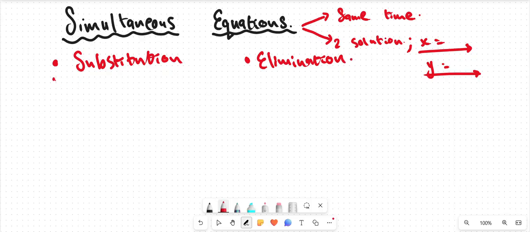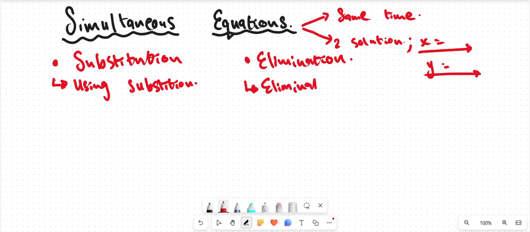And as the word suggests, this one is when you are using substitution to solve these equations. And this one is when you are eliminating a variable, and so you are left with the other variable and you can solve that variable. So these are the 2 methods. Again, they're just 2 different methods of solving the same types of equations. And so yeah, you do need to know how to do both, and you just ultimately choose which one is better for you and which one will be easier for you.